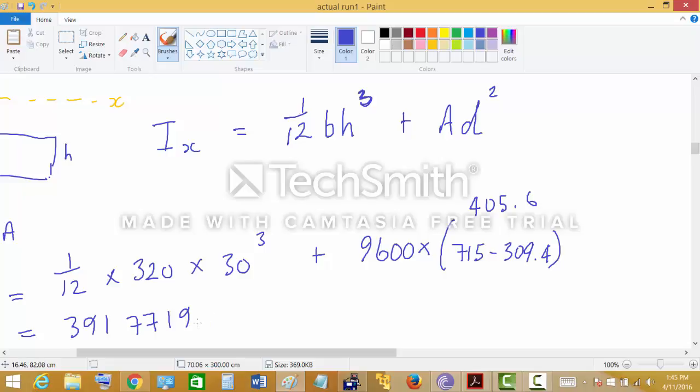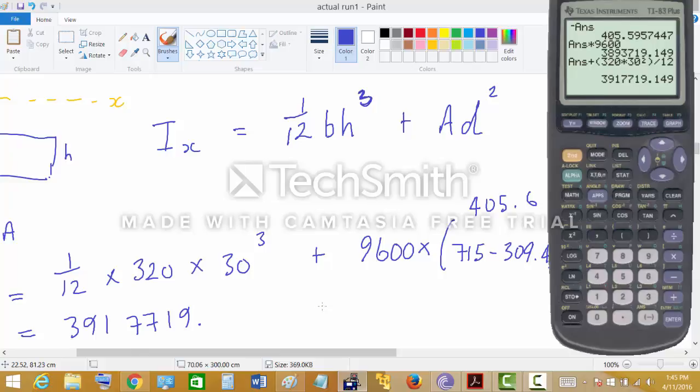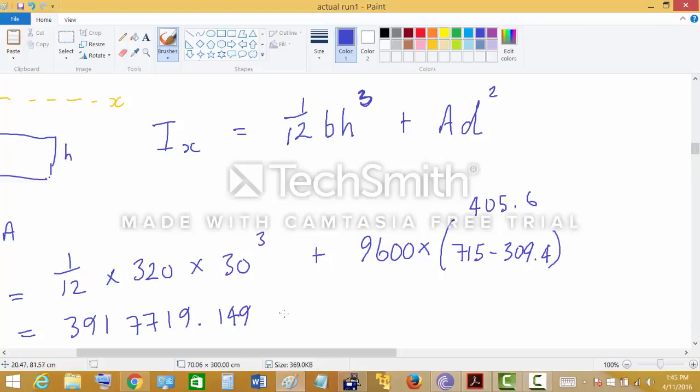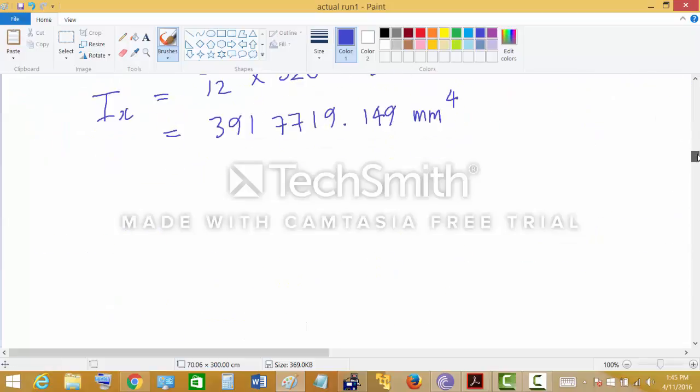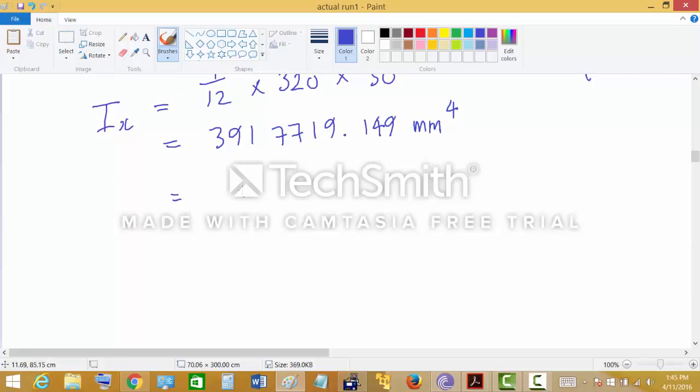3917719. Telephone number there. 3917719 millimeters to the power 4. You can write down scientific notation if you want. 3.92 times 10 to the power 6.